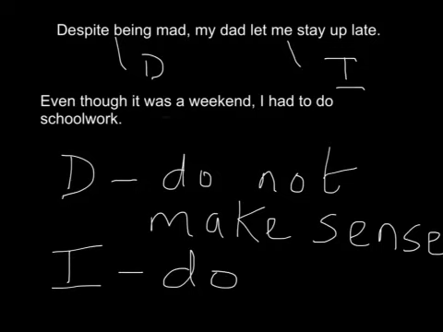Even though it was a weekend, I had to do schoolwork. I had to do schoolwork would make sense by itself. Even though it was a weekend is therefore a dependent clause beginning with a subordinate conjunction, even though. As you can clearly see, when the subordinate conjunction begins a sentence, a comma is placed in between the two clauses just there, not directly afterwards. Click on the next page and we'll see some more.